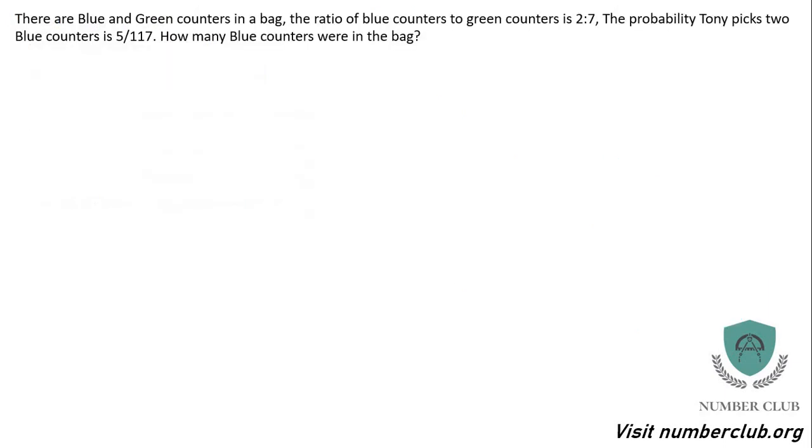Okay, here's another question. Again, you might want to pause the video. Alright, so there are blue counters and green counters in the bag. The ratio of blue to green is 2 to 7. Put the variable on there. That means that for the blues there's 2n out of 9n, and for the greens there's 7n out of 9n.